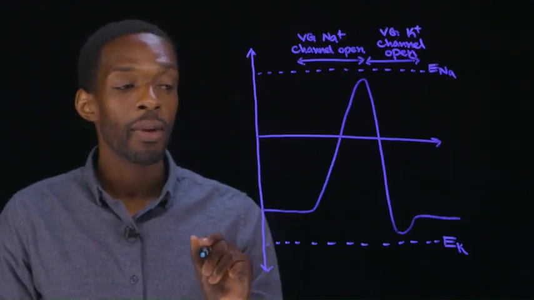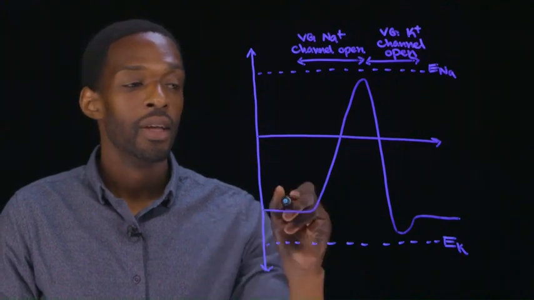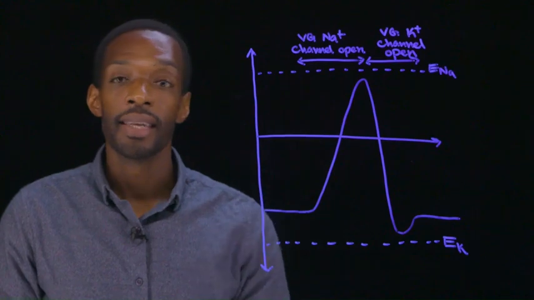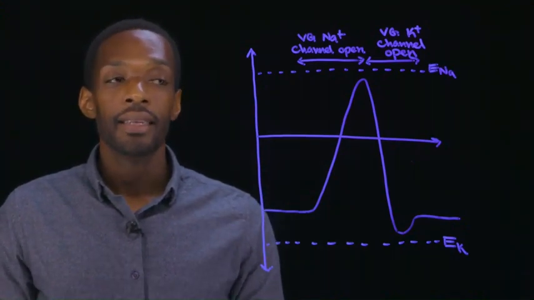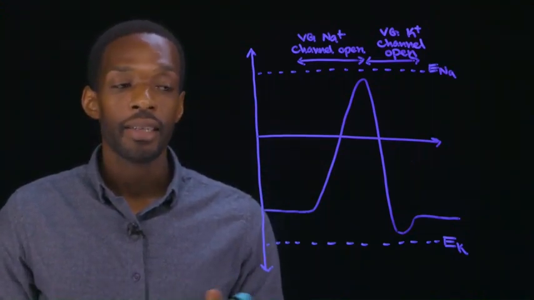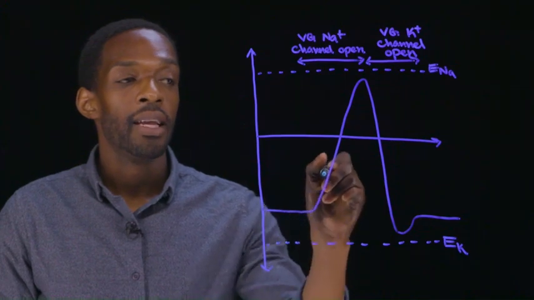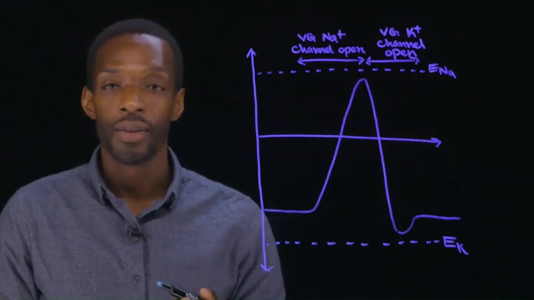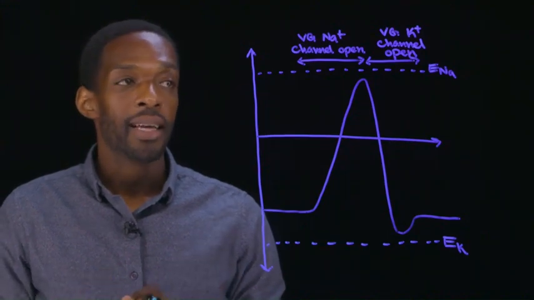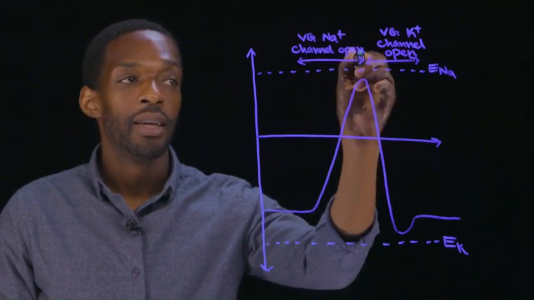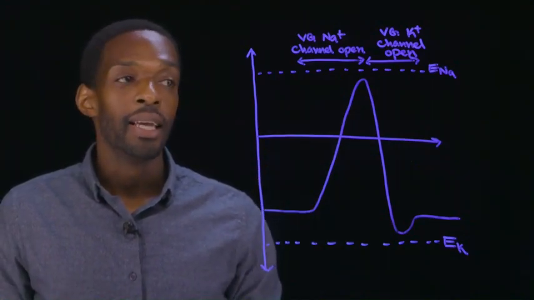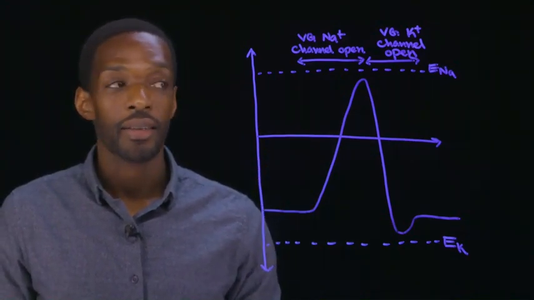Okay, so let's start with the before condition first. What we have here is a typical action potential. The rising phase of this action potential is driven by the opening of voltage-gated sodium channels. And as these channels open, they increase the permeability to sodium, and the voltage across the membrane will move towards sodium's equilibrium potential. After about a millisecond or so, the voltage-gated sodium channels will inactivate, and after that point, there would no longer be sodium current across these channels.